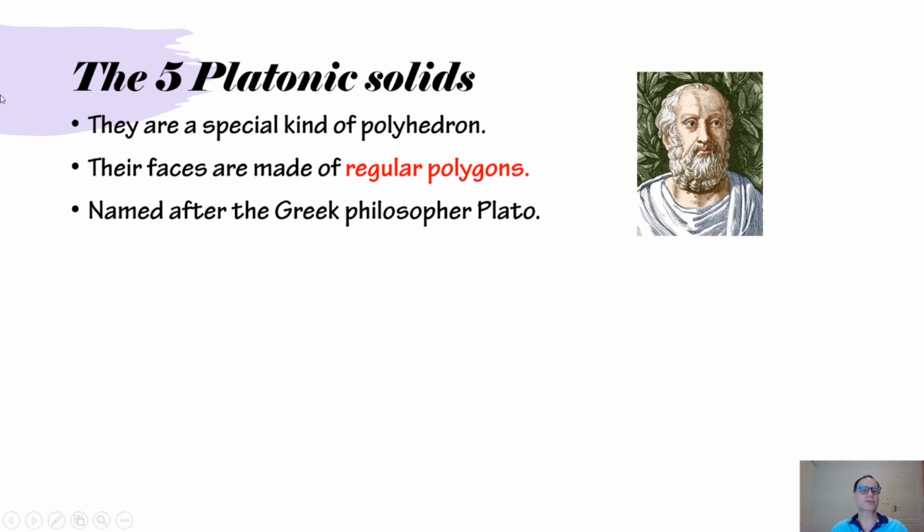The 5 Platonic solids. They're a special kind of polyhedron. Their faces are made of regular polygons. They were named after the Greek philosopher Plato, as shown in this picture.